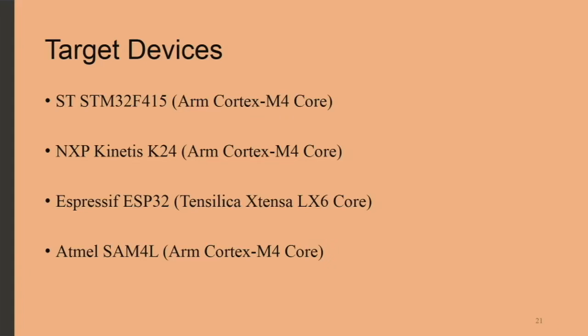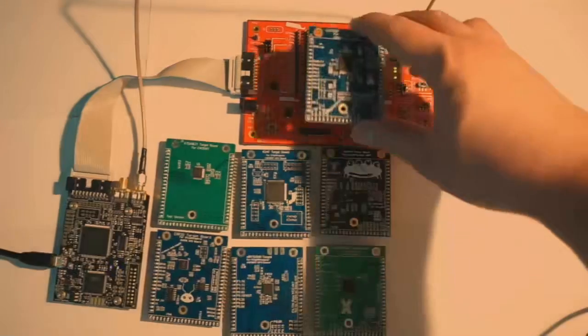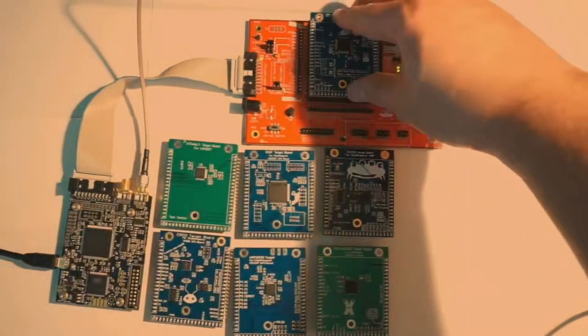Okay, that's enough of that. These are the devices. STM32F415, an NXP Kinetis or Kinesis. Someone told me how to say that properly, and I'm not staying on brand, so I'm sorry. K24F, Espressif ESP32, Atmel SAM4L, or that should be Microchip. Again, branding issues here. The test setup looks like this.